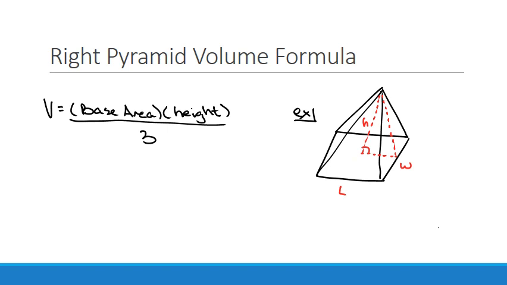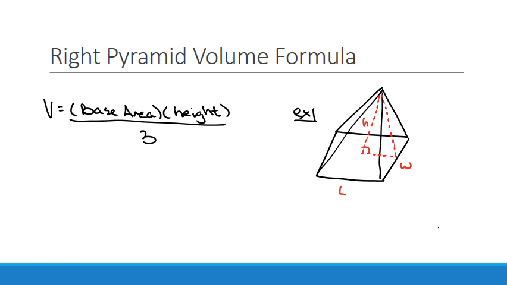So the formula for your right pyramid is as follows. It's equal to the base area times the height divided by 3. Now, if you remember the surface area of right pyramids, they can look a bunch of different ways. The base of the pyramid is actually what controls the naming of the pyramid. So that's why I have to give you something general like base area.